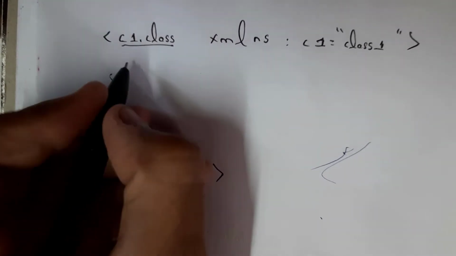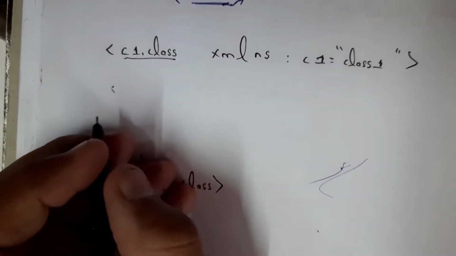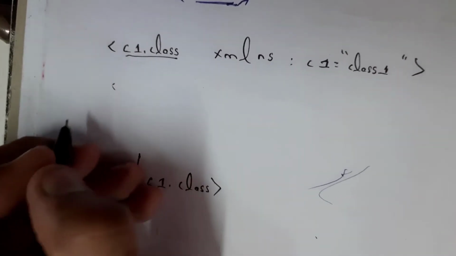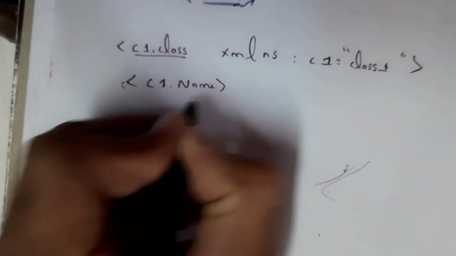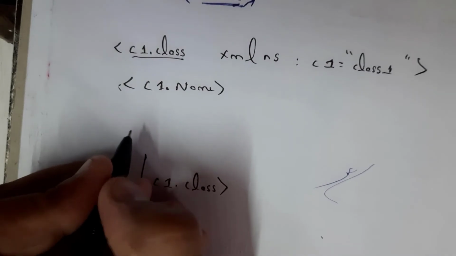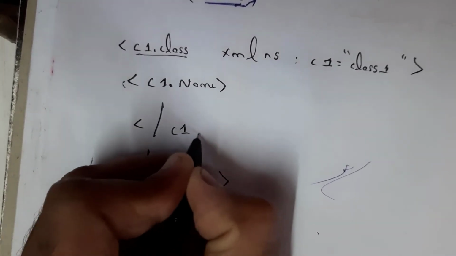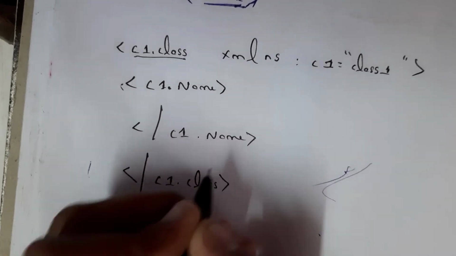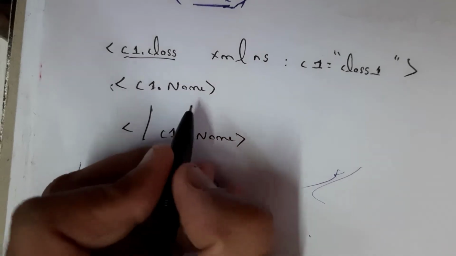And inside class there is name, c1:name, and here I am going to close this as slash c1:name. Here I am going to write the student name as Raju.